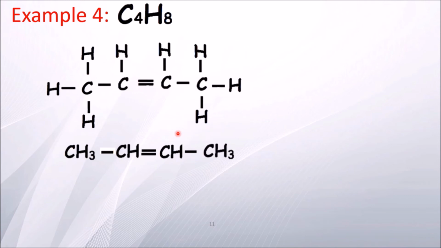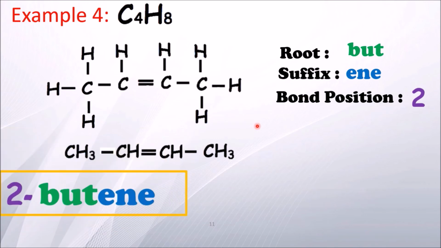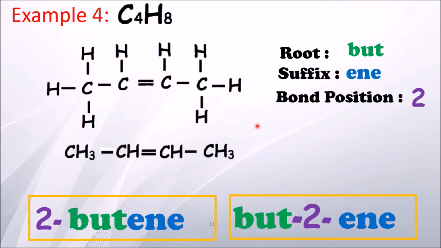we first count. There are 4 carbon atoms, so but. Alright, for 4 carbon atoms. Then the suffix is ene. Now the bond position, let's count from the left to the right. 1, 2. So it comes after the second carbon. When you count from right to left, 1, 2. It comes after the second carbon. So either way, our bond position is going to be 2. Okay, so the name is 2-butene or but-2-ene.